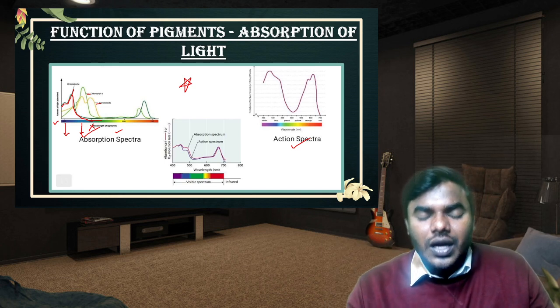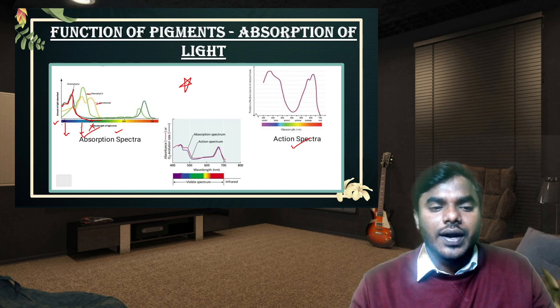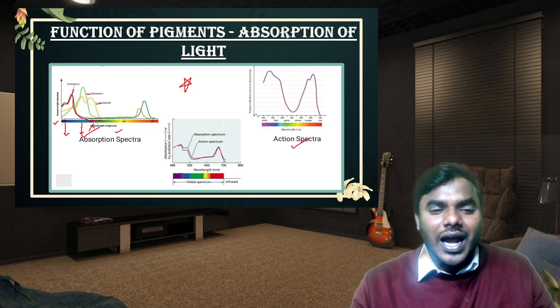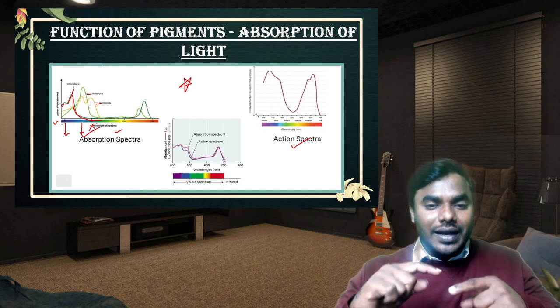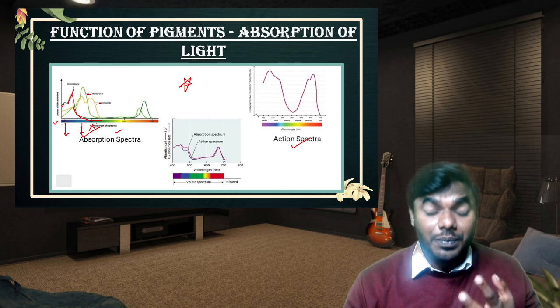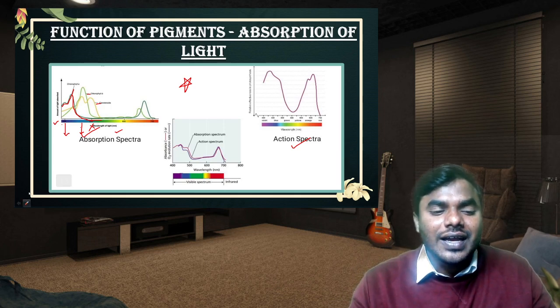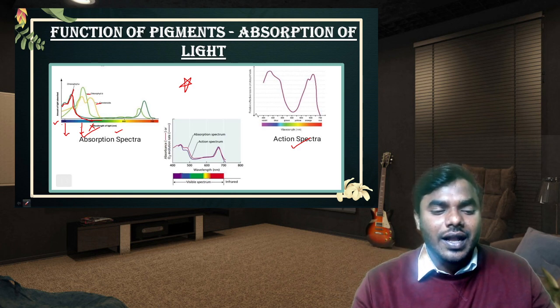Here, my friends, chlorophyll A absorbed which color? Dark blue color, light blue color. But do you think chlorophyll A absorbed the green light? No. Instead of absorbing the green light, it reflected the green light. Since it reflected the green light, the plant appears to be green in color.